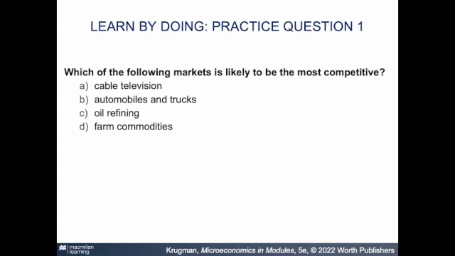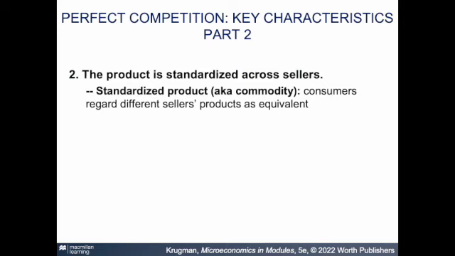Learn by doing, practice question 1. Which of the following markets is likely to be the most competitive? A. Cable television. B. Automobiles and trucks. C. Oil refining. D. Farm commodities.